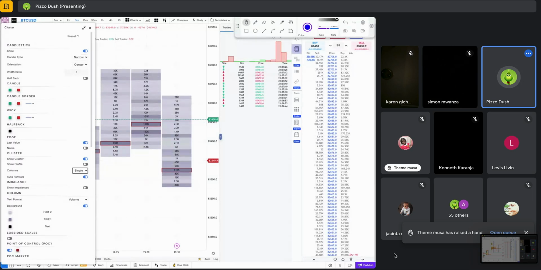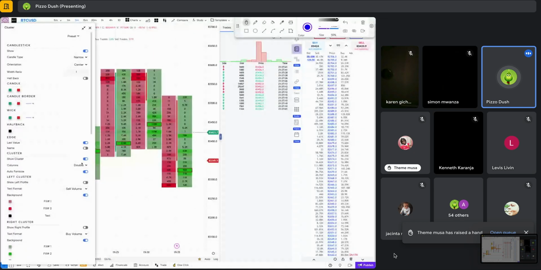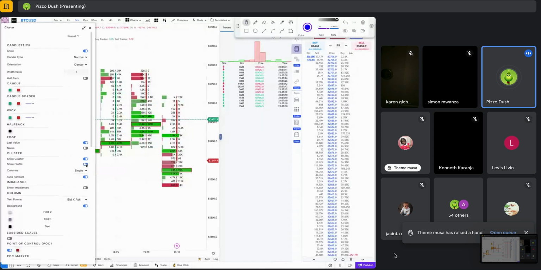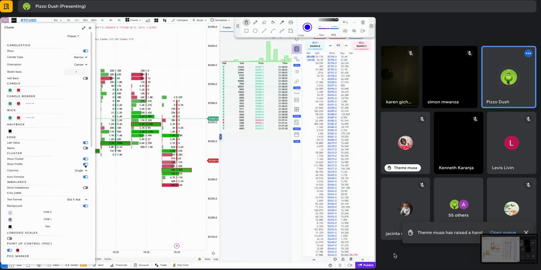After making it single, the next thing I want us to do is text format. Remove volume, put bid and ask like that. By now I hope yours looks like this. For number one, column, make sure it's single, not double. Then for text format, make sure it's bid and ask. The other thing, make sure you have turned on show profile. These are the three most important things: columns single, allow show profile, and text format bid and ask, not volume.